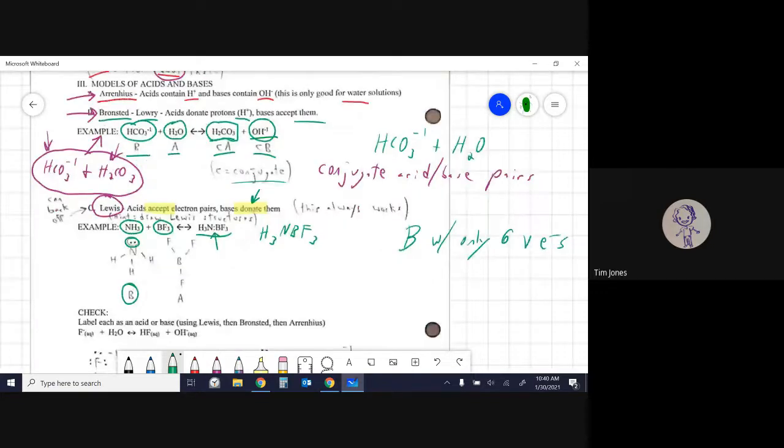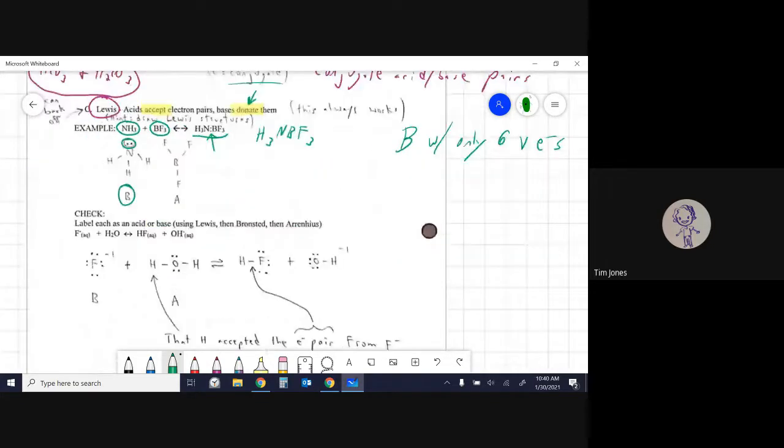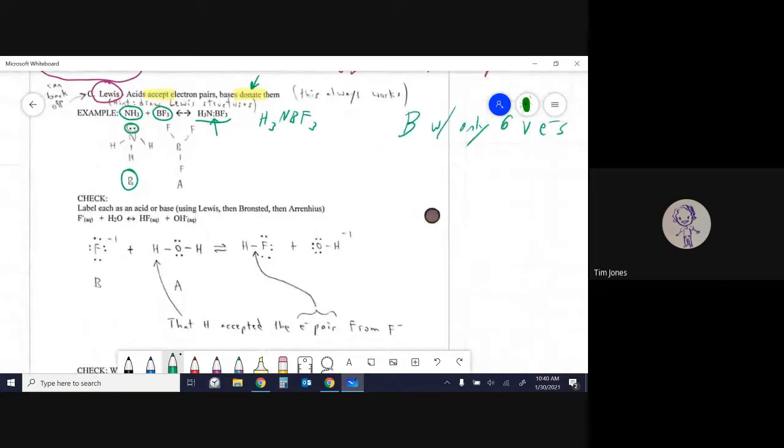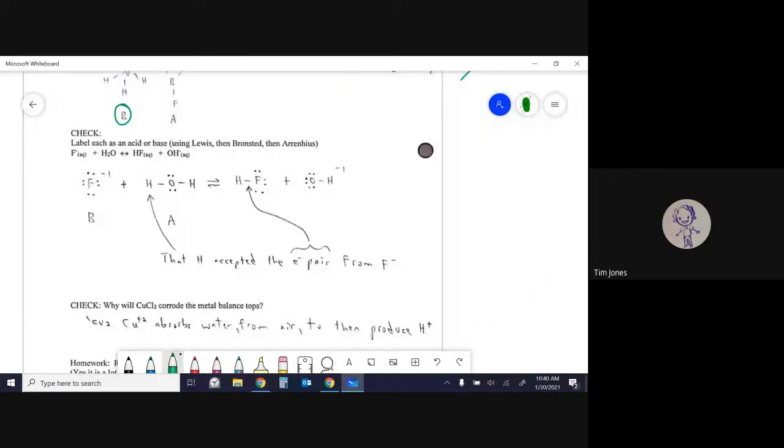We don't spend a whole lot of time with the Lewis acids and bases. It's more that it's important that you just realize that there is this other definition. All right, I'm going to use this last example to show that sometimes you can use all the definitions. So given this, F minus and water, I want to know who's the acid, and then I want to go through each definition in reverse order. Let's show it with Lewis, let's show it with Bronsted, and show it with Arrhenius.